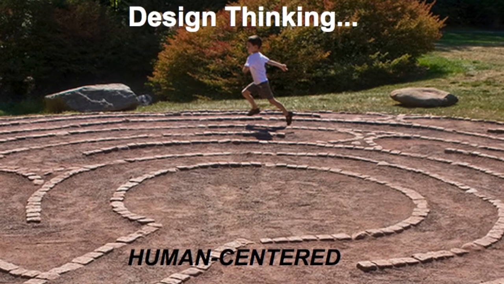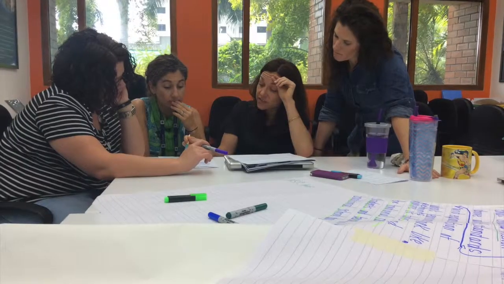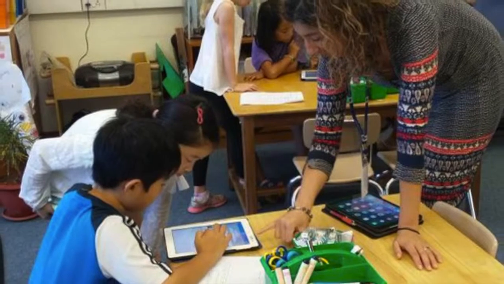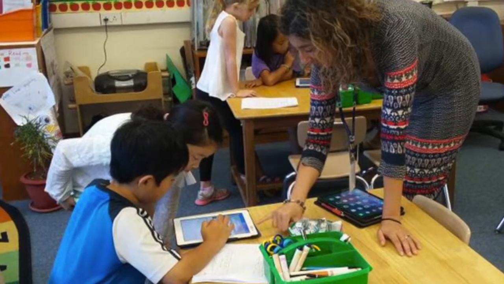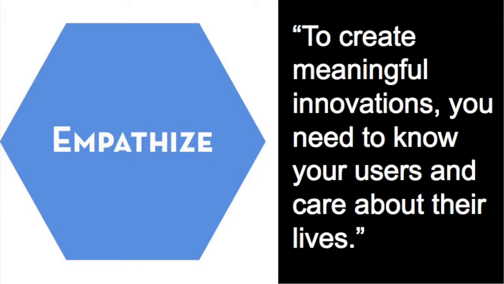Design thinking is a human-centered problem-solving framework. As technology and learning coaches, our jobs are primarily human-centered. Working with staff and students is at the core of what we do. Step 1 in the design thinking process is empathize. In order to create meaningful innovations, you need to know your users and care about them.